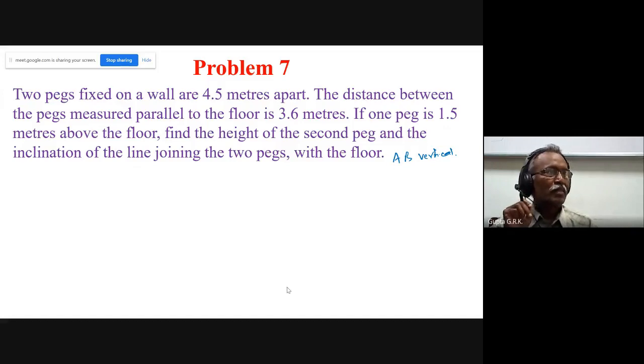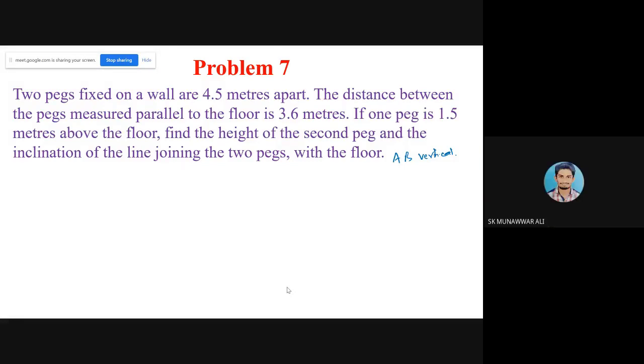Two pegs are fixed on a wall, and they are 4.5 meters apart. So I have two nails on the wall, suppose. The distance between them is 4.5 meters. If you assume one peg as A and another peg as B, the distance between them is 4.5 meters. So on the wall, what will it be? One is A dash and another is B dash, right?